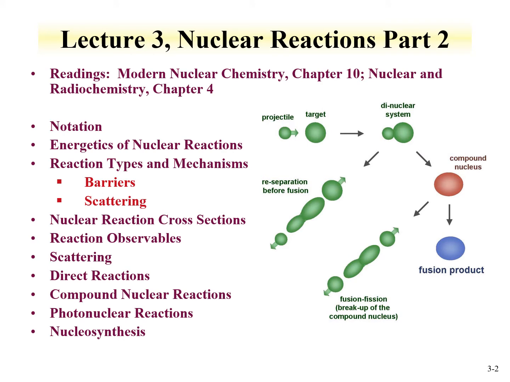The readings for Part 2 are the same as Part 1, Modern Nuclear Chemistry, Chapter 10, and Nuclear and Radiochemistry, Chapter 4. The topics covered in Part 2 include reaction observables, scattering reactions, direct reactions, compound nucleus reactions, photonuclear reactions, and we'll end Part 2 with a discussion on nucleosynthesis, the stellar process that's responsible for the formation of the elements.